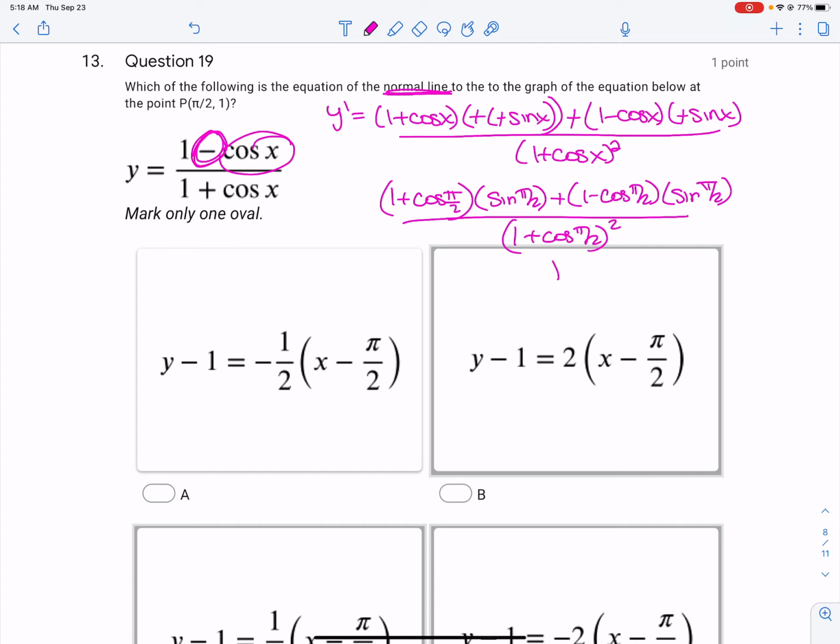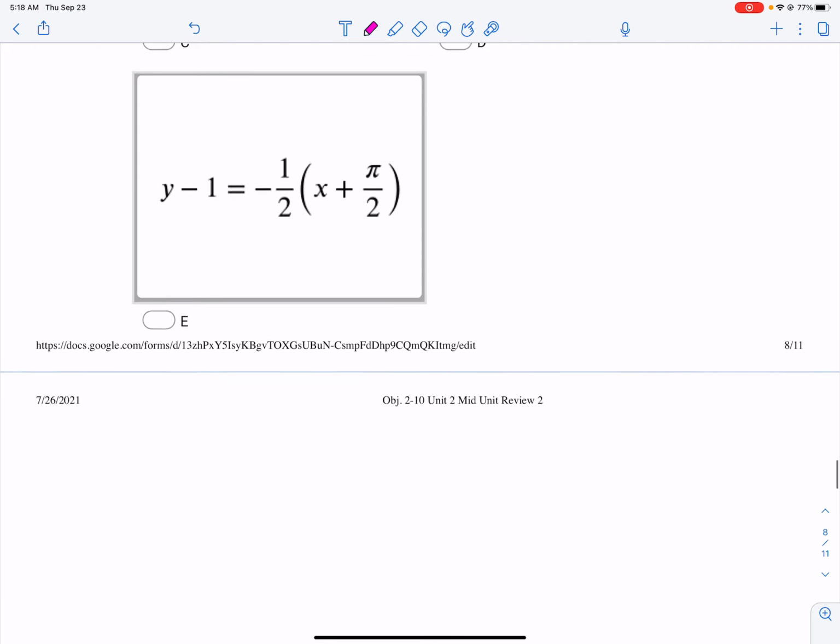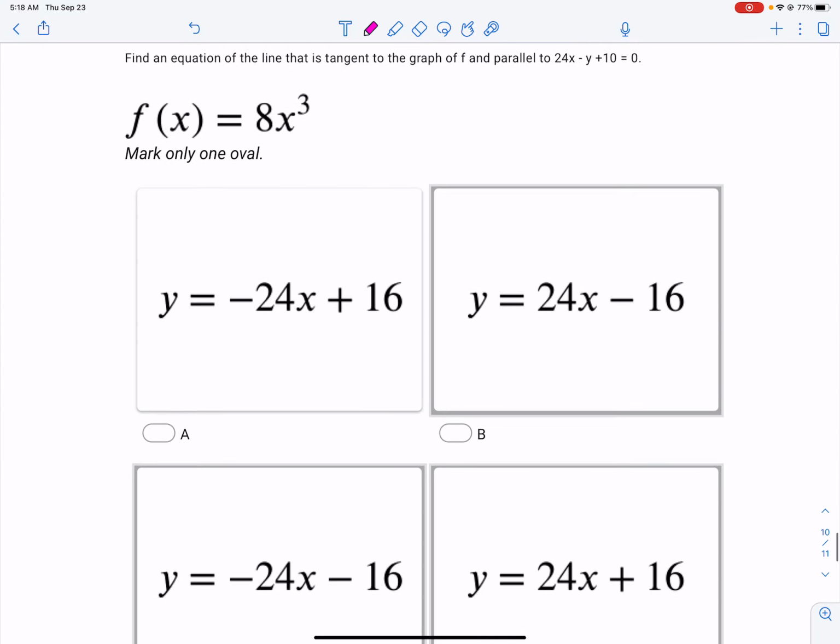1 squared is 1. That's 1, and that's 1. Cosine of pi over 2 is 0, so that's 1, and that's 1. So 1 plus 1 is 2. So your tangent line slope is 2, which makes the normal line negative 1/2. So then I have y minus 1 is equal to negative 1/2 times x minus pi over 2. Which is this guy. And I think that ends the section.